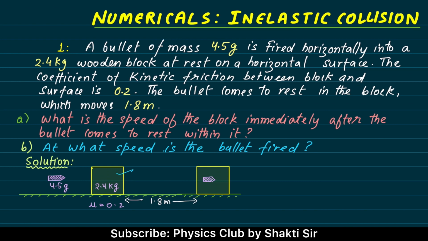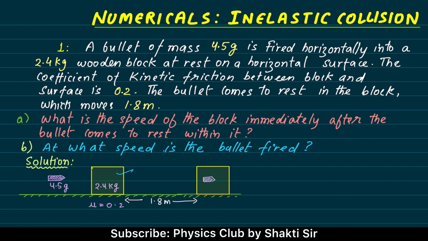So they are asking about the situation when the combined system, that is the block and the bullet inside it, starts moving with some special velocity v dash. They are asking the speed in that situation. So let's solve this. You can see the combined mass travels a distance of 1.8 meter, this much, right? And here it is stopped.